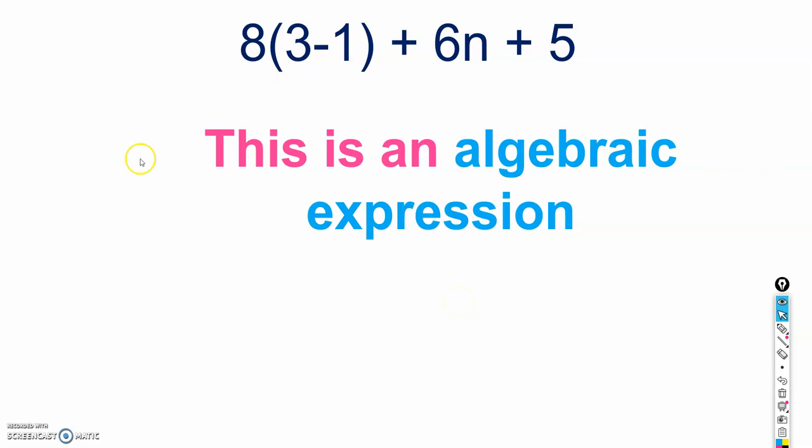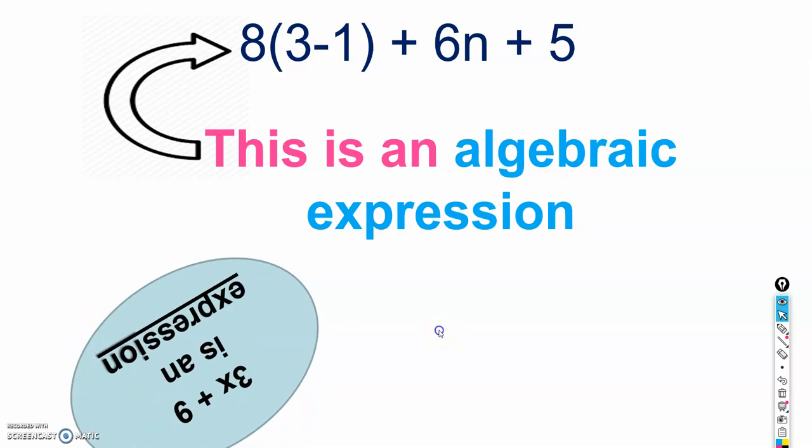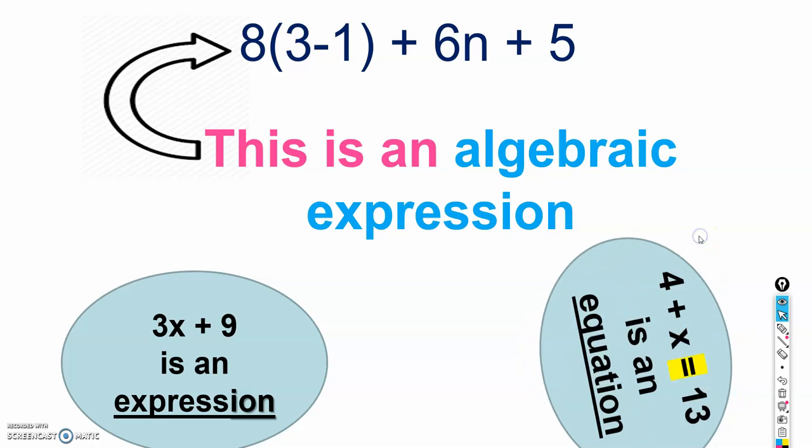So up here, guys, this is an algebraic expression. This right here is also an algebraic expression. But what about this? This is not an expression, it's an equation, and the difference is the equal sign. That's it. Expressions don't have equal signs. Equations do have an equal sign. Equations are balanced. What I have on this side needs to equal what's on this side.